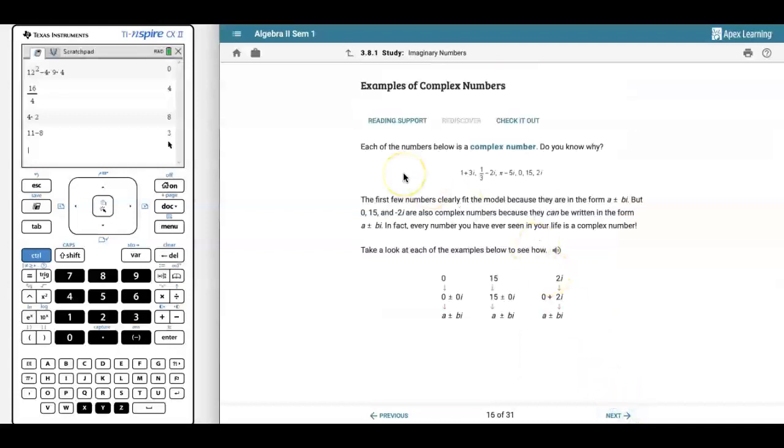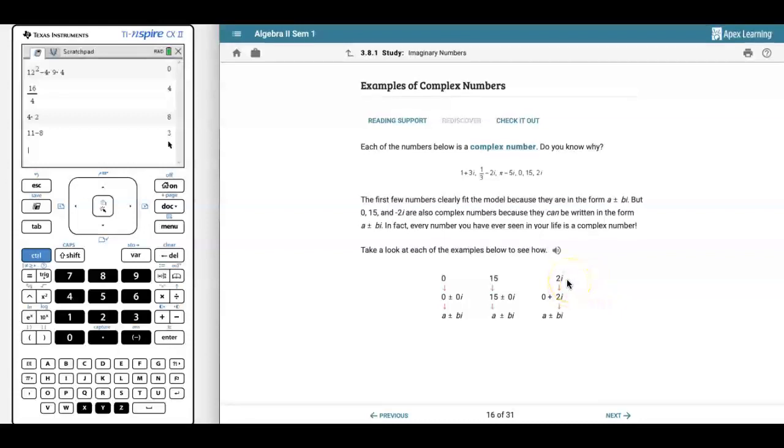Now, each of the numbers below is a complex number, and do you know why? The first ones are kind of obvious, because they're in that form a plus or minus bi. But when we get to these back halves, it's kind of more difficult. Look at the examples: 0 plus 0i, well, technically that's still 0, but that turns it into this a plus or minus bi form. Same thing with 15. Technically, it's 15 plus 0i, which makes it a complex number. And then finally here, 2i. It's just like saying 0 plus 2i.